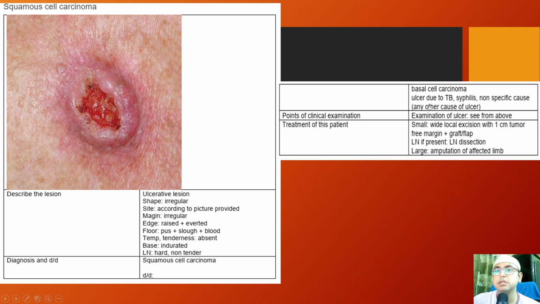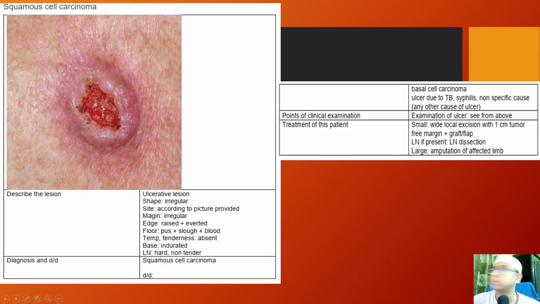Another thing should be basal cell carcinoma, TB or syphilitic ulcer. So, point of examination: ulcer as seen above. I will discuss a short case here like a lecture within 5 to 7 minutes: how you can describe an ulcer and also give an answer following the short case. I will discuss it in another lecture, the ulcer lecture.